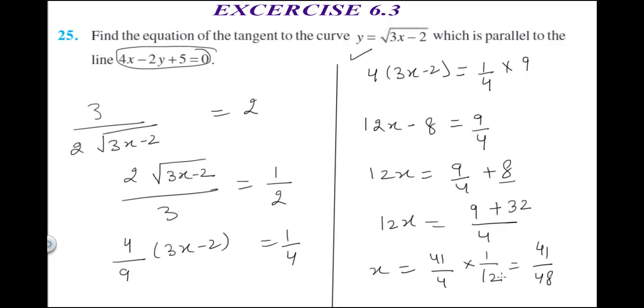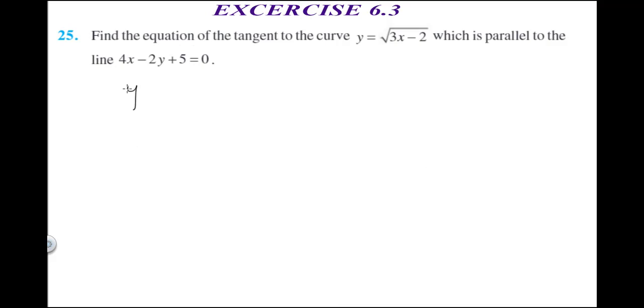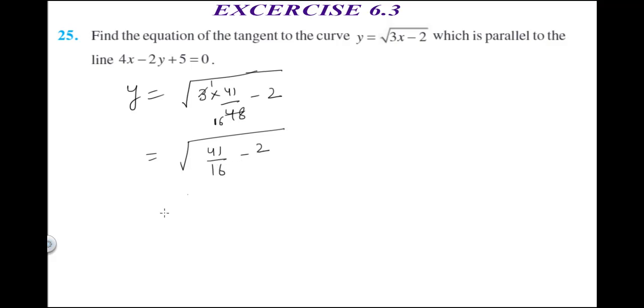We have the point x1. The only need is to find the point y1. Let us just do that also. So y equals under root of 3 into 41 upon 48 minus 2. Okay, we have to solve it. Cancelling, 3 1s are 3, 3 16s are 48, so it will be 41 upon 16 minus 2. Taking the LCM as 16, we will multiply 2 by 16 to get 32, so 41 minus 32 we will get as 9 divided by 16. Hence the value of y becomes 3 divided by 4.